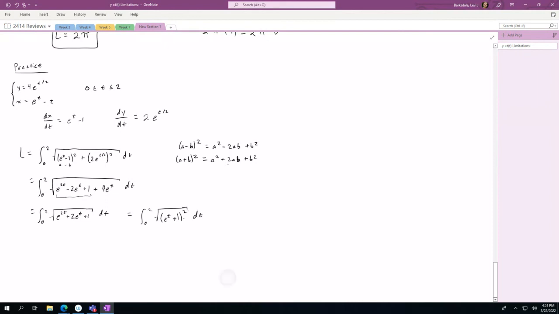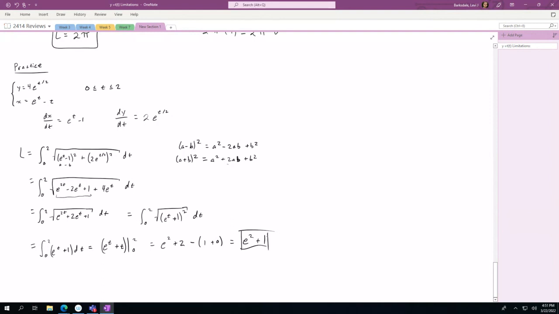Now this will cancel out the square root, so we're left with the integral from 0 to 2 of e^t plus 1 dt, which is equal to e^t plus t, evaluated at 0 and 2, which is e squared plus 2 minus e to the 0th, which is 1, plus 0, which is e squared plus 1. And that would be our arc length.